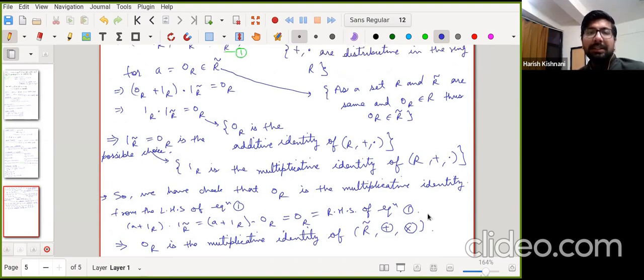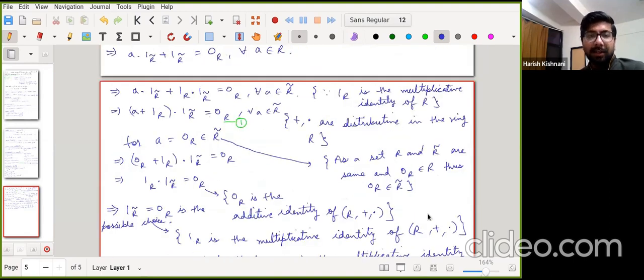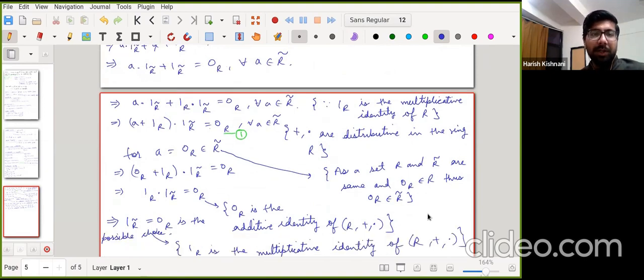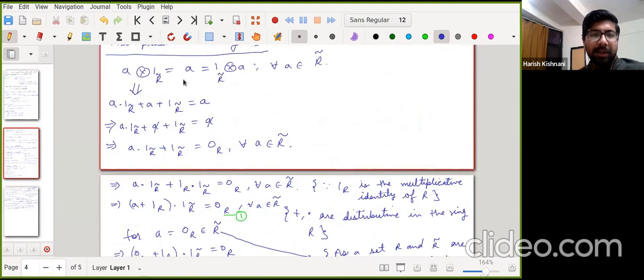I could have easily started by saying, okay, let's prove that the multiplicative identity 1 of R delta is 0 of R. Then I would have simply put 0 of R here and shown that this condition is satisfied for 0 of R, so it is the multiplicative identity.